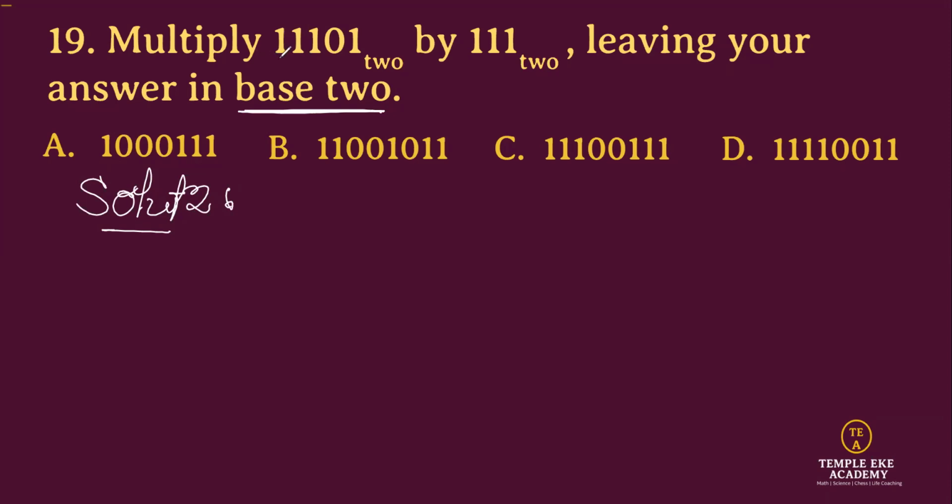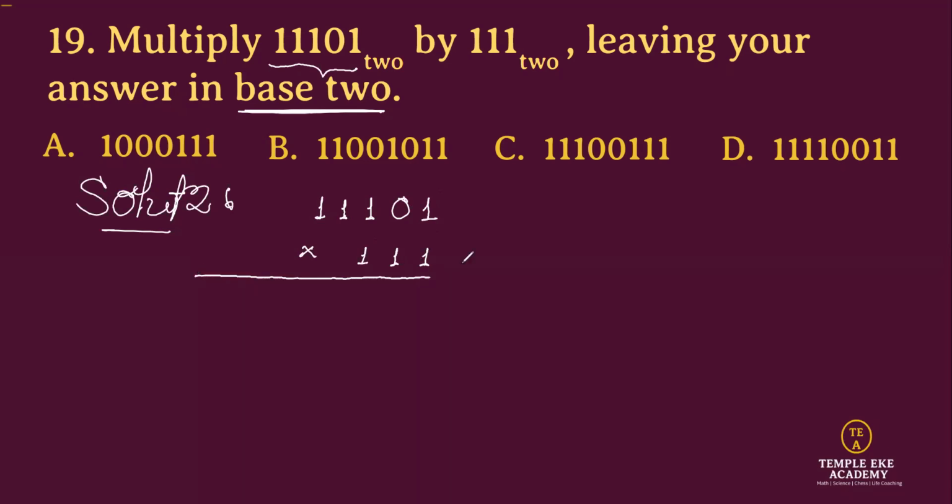The first number given is 11101 in base 2. So let's write 1 1 1 0 1 to be multiplied by 1 1 1. There must be alignment on the extreme right, the far right of the numbers should align that way. Now we can do the multiplication digit by digit.